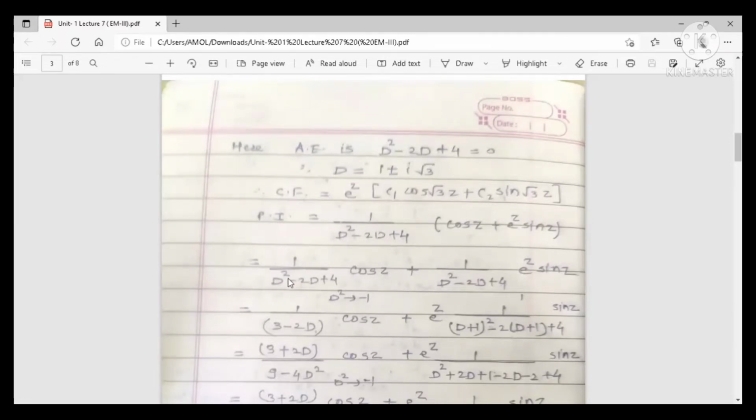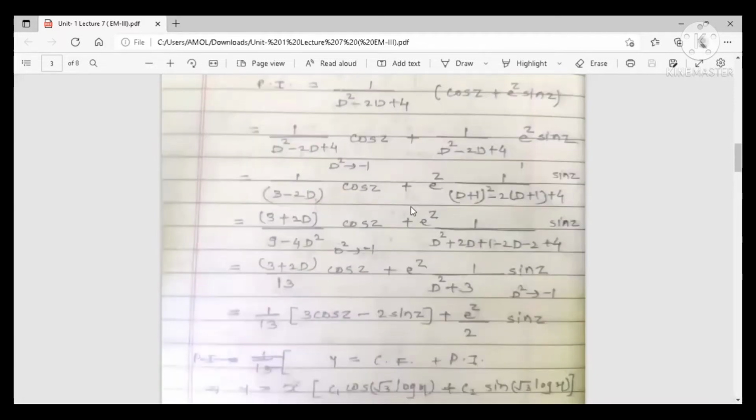In the next step, 1 upon D square minus 2D plus 4 into cos z, plus 1 upon D square minus 2D plus 4 into e raised to z into sin z. So these are two separate terms. Now solve for the cos function, cos z.